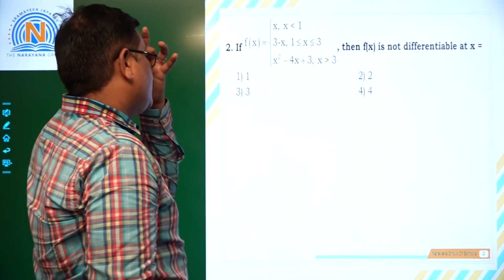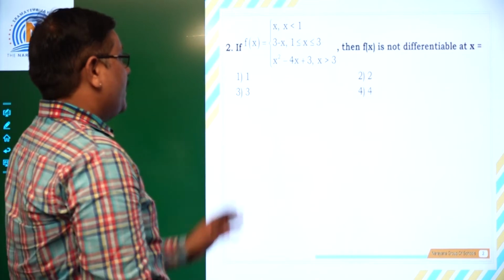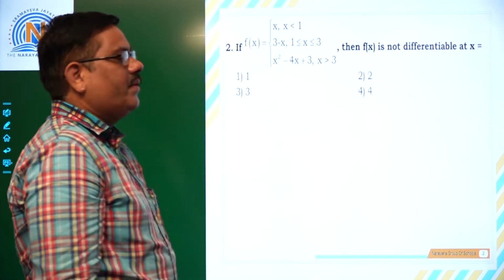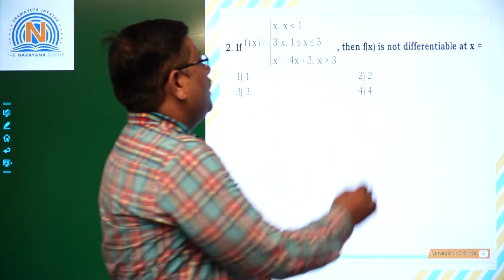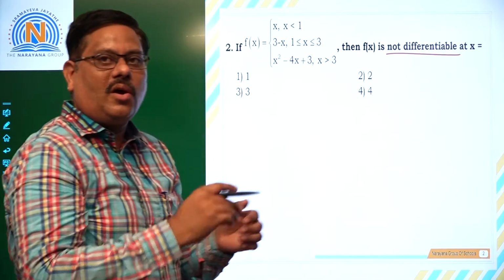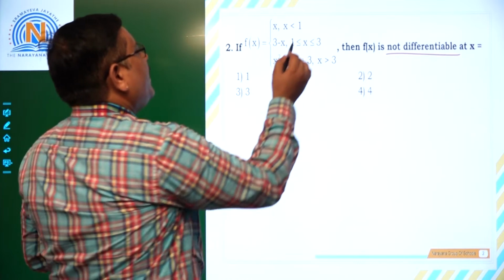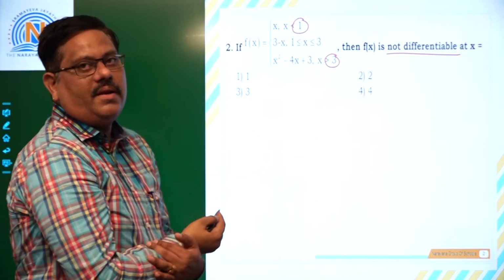We are given a split function. f(x) is x if x is less than 1, f(x) is 3 minus x if x lies between 1 and 3, including them, and if x is more than 3, we have x square minus 4x plus 3. We have to find where it is not differentiable. Whether it is differentiable or not, where do we check? We have to check at the critical points. What are they? 1 and 3.